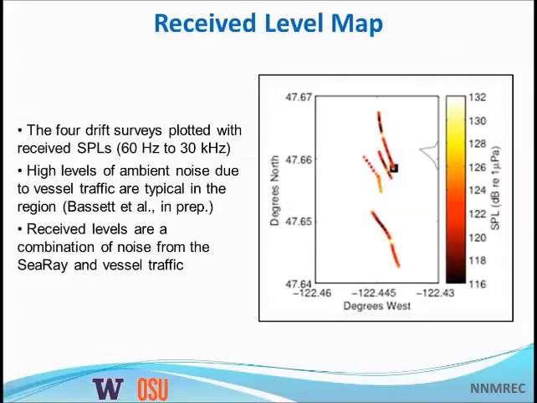So it's actually very hard to get a clean measurement of the operating device with no other ambient noise sources in the area. Therefore, this presentation of what the sound level or received levels from the device should be as we move away from it is not very clean. And as previously mentioned, this is due to significant amounts of vessel traffic in the area.